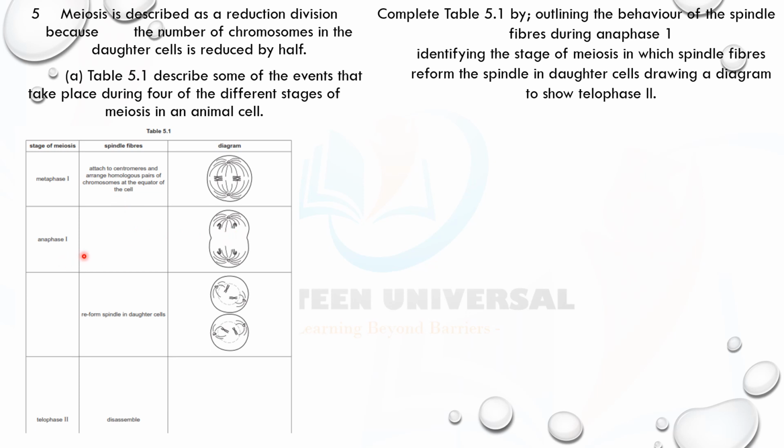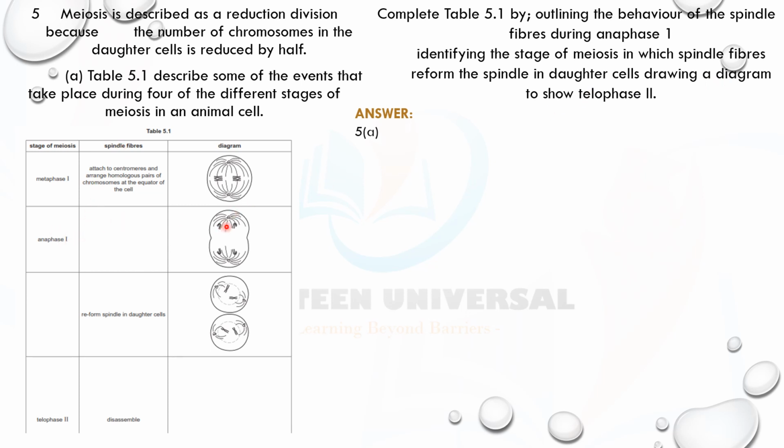So this is anaphase. Let's see what they want us to do, guys. Complete table 5.1 by outlining the behavior of the spindle fiber during anaphase 1, identifying the stage of meiosis in which the spindle fibers reform, the spindle in the daughter cells, and drawing a diagram to show. So look at this, this is the spindle fiber.